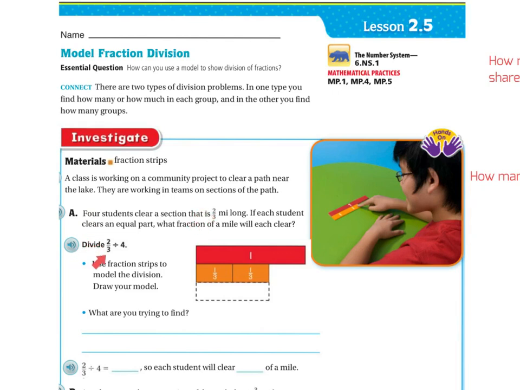So if we're going to divide 2/3 by the 4 students, you can use the fraction strips to model the division and draw your model. So here's a whole number just to kind of give you a comparison. And if I put the 2/3 underneath of it, I need to take these 2/3 and I need to break them into 4 parts. So what are you trying to find? Well, I'm trying to find how much is in each group of 2/3 if it's shared among the 4 groups.